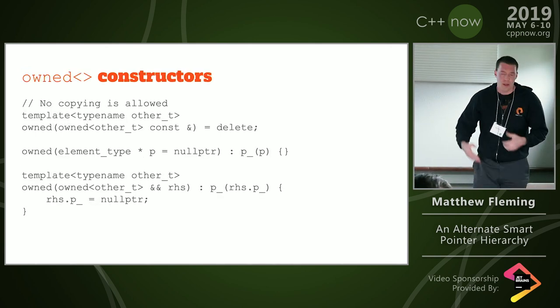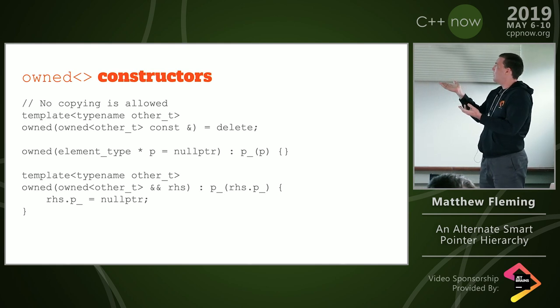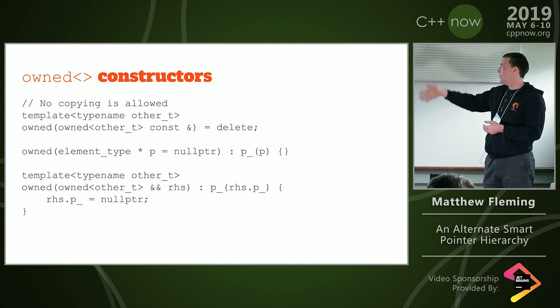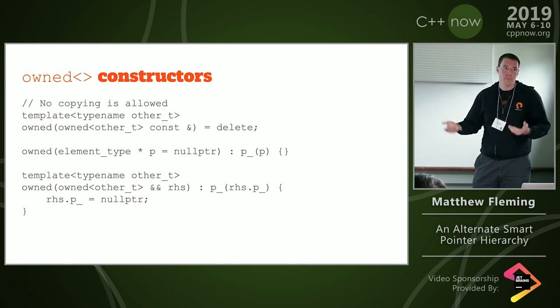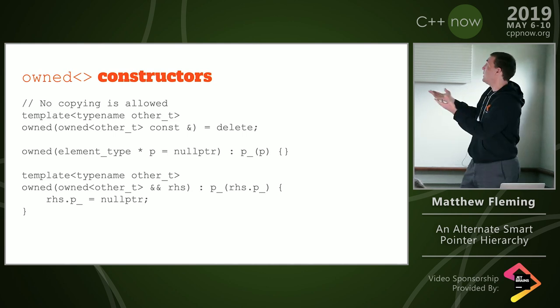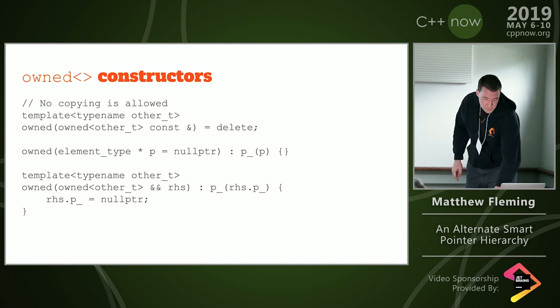So for owned, I have to delete the copy constructor. I can construct it with null by default. I take ownership of things on move construct. This is exactly what you would expect, essentially.